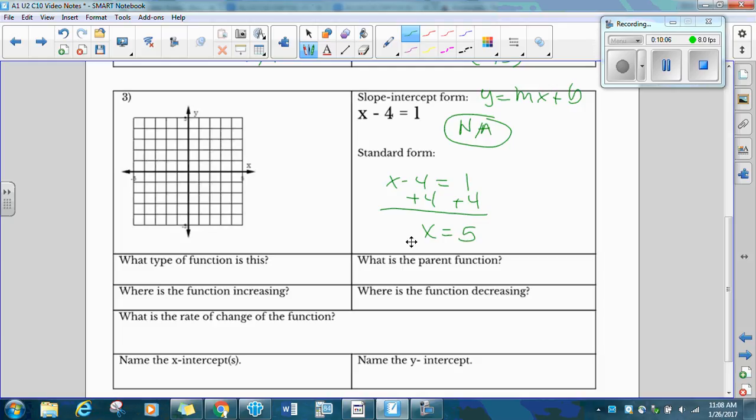Over here, this means all of my x's are 5. If you're thinking about graphing that, I can have any point I want, but my x's have to be 5. So I can have 5, 1, I can have 5, 0, I can have 5, negative 1. Let's see, 5, 0 would be right here. 5, 1 would be right here. 5, negative 1 would be right here. So I have a line that is vertical.